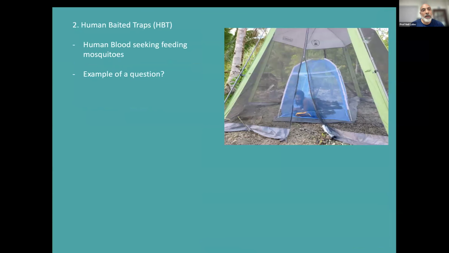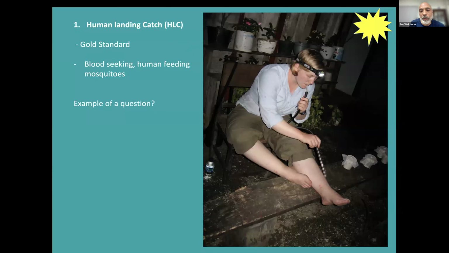The next sampling method is the human baited trap. So the human landing catch has several issues with it, right? And there are several ethical boards as well as countries that do not allow the human landing catch. And this is because the person over here, Brandy, or me, or anyone else who is conducting a human landing catch can potentially be exposed to an infectious mosquito bite. So they might contract malaria.